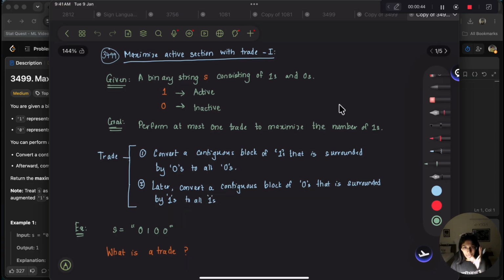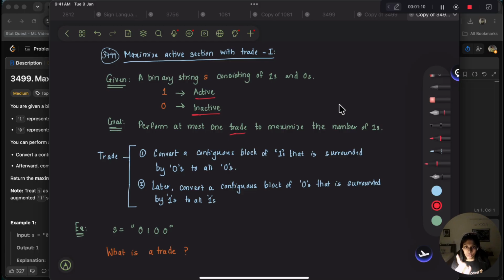So what's given? A binary string S consisting of ones and zeros, all right? So 1 means active, and then 0 means inactive, all right? So the goal is to perform at most one trade to maximize the number of ones in this string, okay? So the question is, what is a trade?